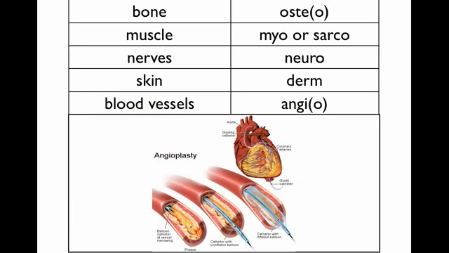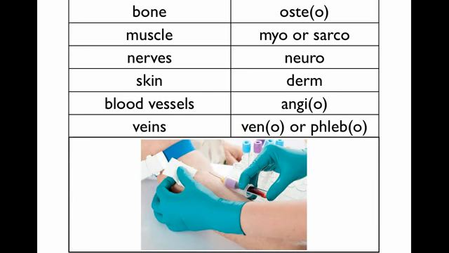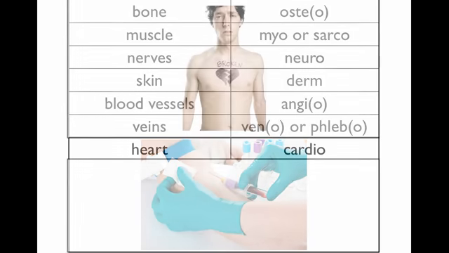Blood vessels, you're going to often see the term angio, and you've hopefully heard of angioplasty, which is basically the insertion of a little catheter in a balloon, which is inflated in order to create space inside an occluded vessel. Veins, we have veno or phlebo, like a phlebotomist. A phlebotomist is someone who draws blood for their profession. You see that a lot.